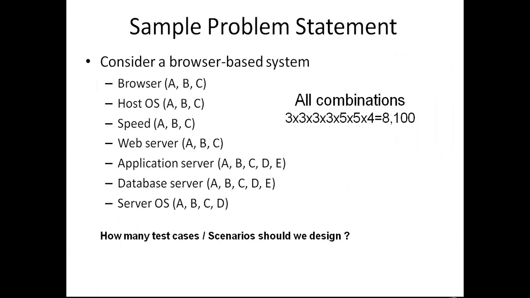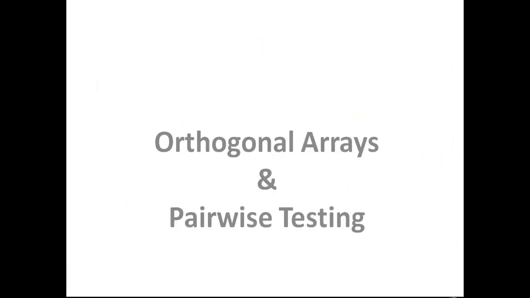So if one test takes 5 days, testing the entire software across 8,100 odd configurations, you can assume that the software testing will not end, and there's no way that we can finish this off. So how do we do this? That's where the beauty of orthogonal arrays and pairwise testing comes into play.